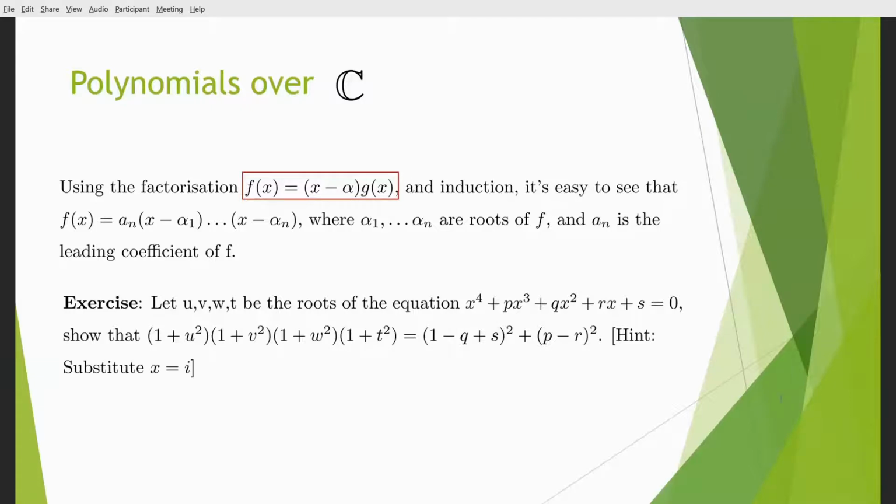So in that case, you will get a factorization of the form x minus alpha times x minus beta times x minus gamma and so on, into some constant c. Now, just for notational convenience, we will write this as x minus alpha 1 times x minus alpha 2 and so on up to x minus alpha n, into some constant, where alpha 1, alpha 2 up to alpha n are the roots of f. Now, this constant c will be equal to the leading coefficient an. Can you tell why? Why will the constant be equal to an?